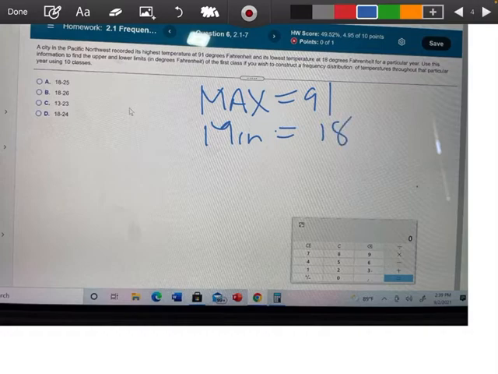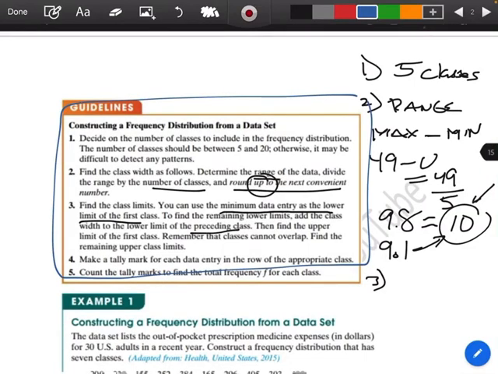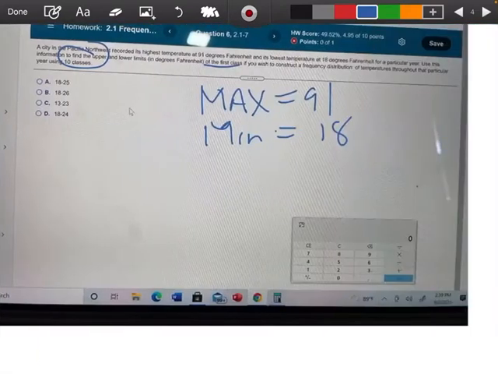Okay, for a particular year, use this information to find the upper and lower limits in degrees Fahrenheit on the first class. We're just going to do this for the first one. If we want to make a frequency distribution of temperatures throughout the particular year using 10 classes. Okay, so we're going to have a total of 10 classes. So if you remember from right here, it says decide on the number of classes. We know we're going to use 10, right? So number 1, we're going to have 10 classes.